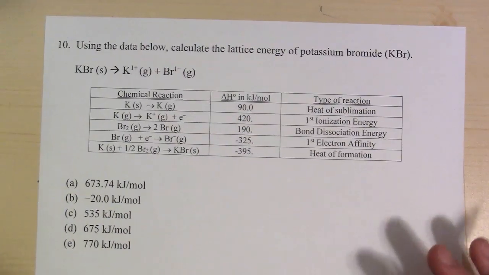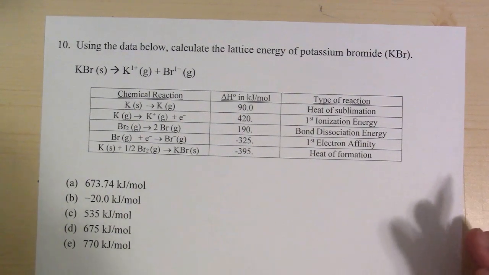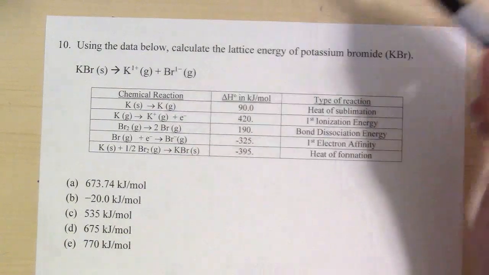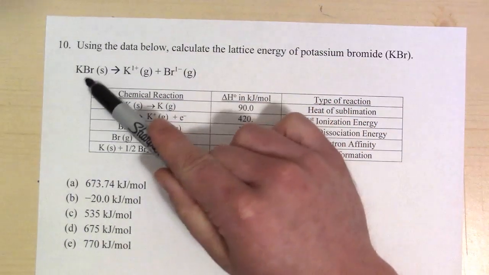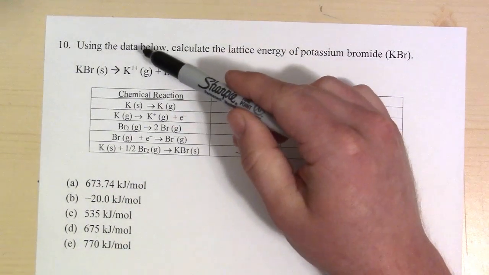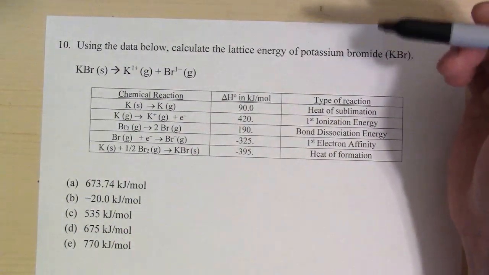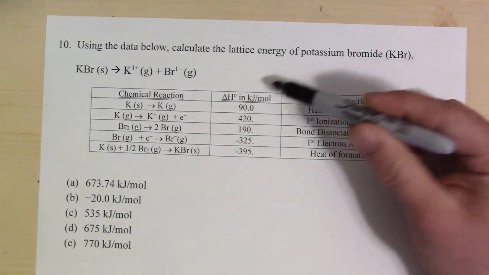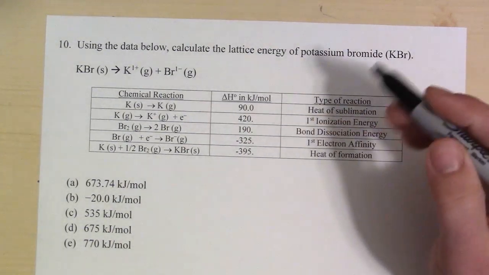Moving to number 10, it says using the data below, calculate the lattice energy of potassium bromide. Here we have the overall equation. We're going from solid potassium bromide to gaseous potassium and bromine ions. We're given each of the chemical reactions, the type of reaction, and the heat in kilojoules per mole.